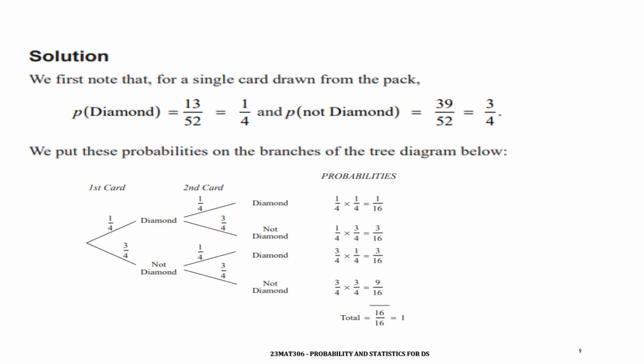We first note that for a single card drawn from a pack, the probability of getting a diamond is 1 by 4 and the probability of not getting a diamond is 3 by 4. In a pack we have 52 cards in total, and out of 52 cards, 13 are diamond cards. So we put these probabilities on the branches of the tree diagram: the first card as diamond and not diamond, and for the second card again diamond and not diamond. The probabilities are obtained and the total probability is always found to be 1.